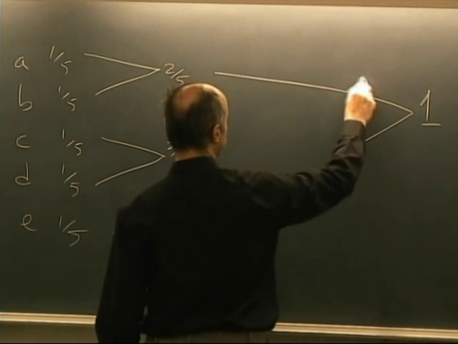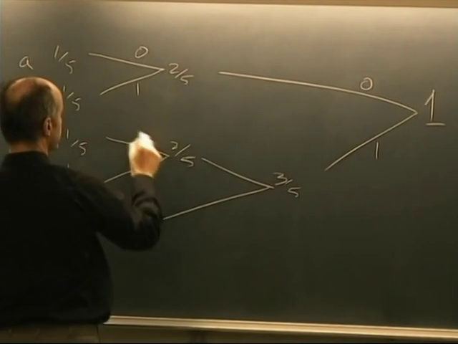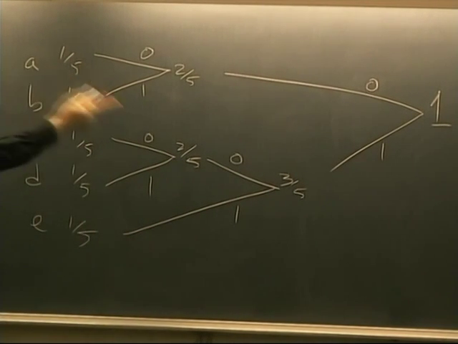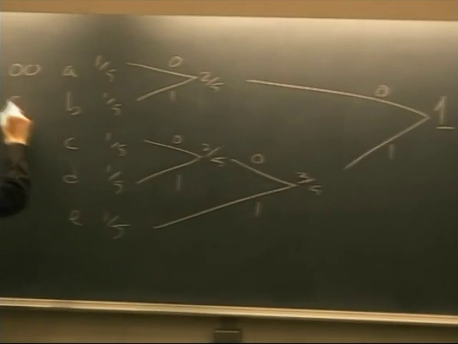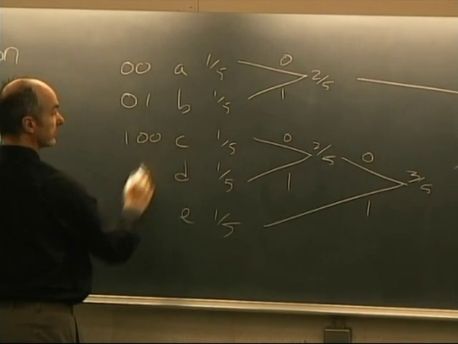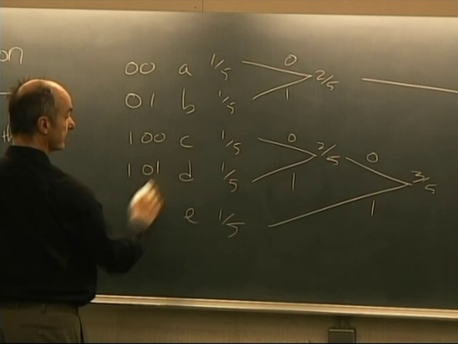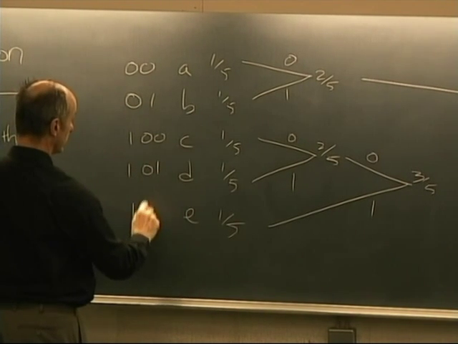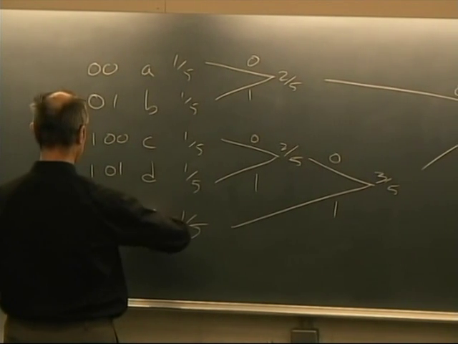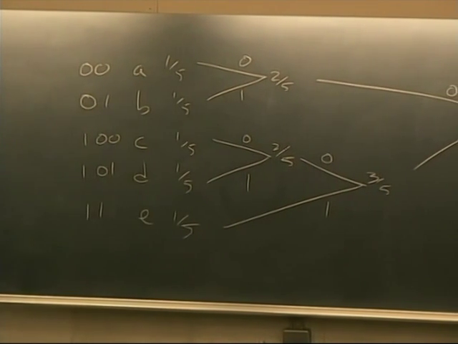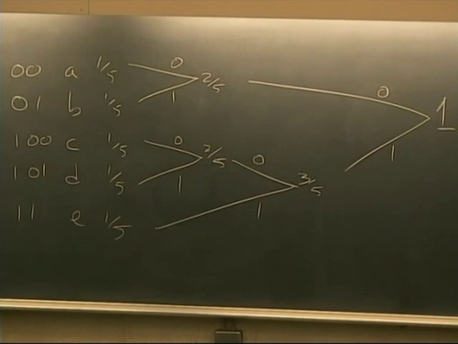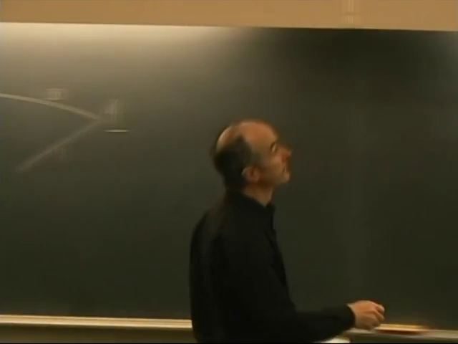And then by putting zeros and ones on the edges, we can define codes. This one is 0, 0. This one's 0, 1 coming down the tree. This is 1, 0, 0. This is 1, 0, 1. And this one is 1, 1. What have I done wrong? That should say 1, 1. Okay. Any questions? So let's do another example.